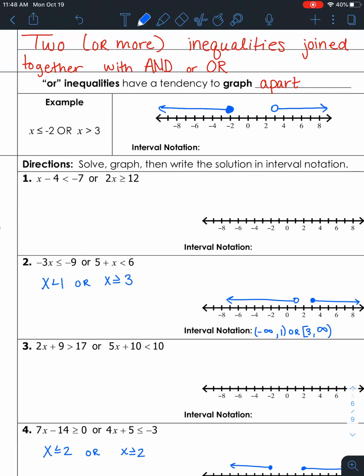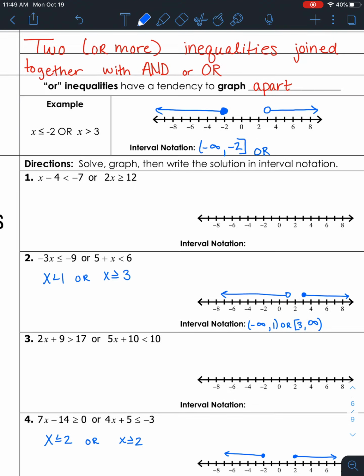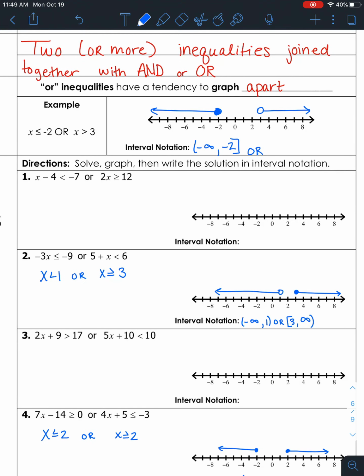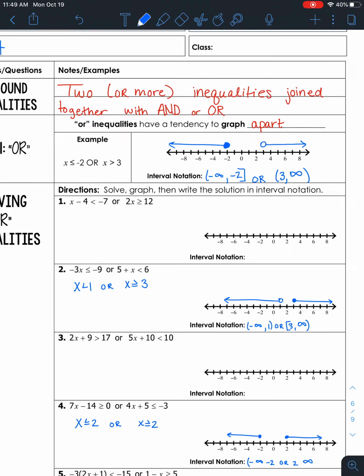So if we were to write this in interval notation form, when we have an "or," we are going to have two separate intervals. So the first one is going from -infinity over here to -2. -2 is a closed circle, so we give it a bracket. We write the word "or." Okay, and then we have 3. 3 is an open circle, so we're going to give it a parenthesis. And we're going over to infinity. And of course, that gets a parenthesis.